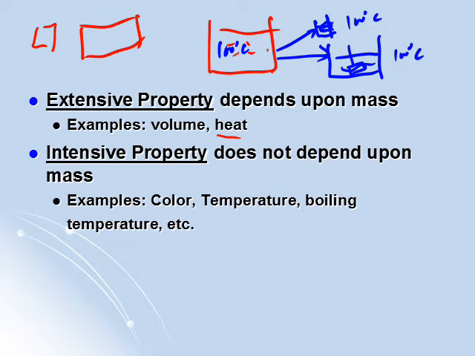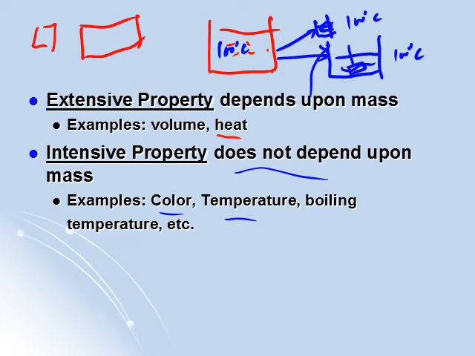Now, intensive property. Intensive property doesn't depend upon mass. For example, the color. I may have red colored furniture. A tiny portion is also red colored. The larger portion is also red colored. So it doesn't depend upon mass. Same is the case with temperature. I already gave you a similar example when I discussed heat. Temperature doesn't depend upon mass.